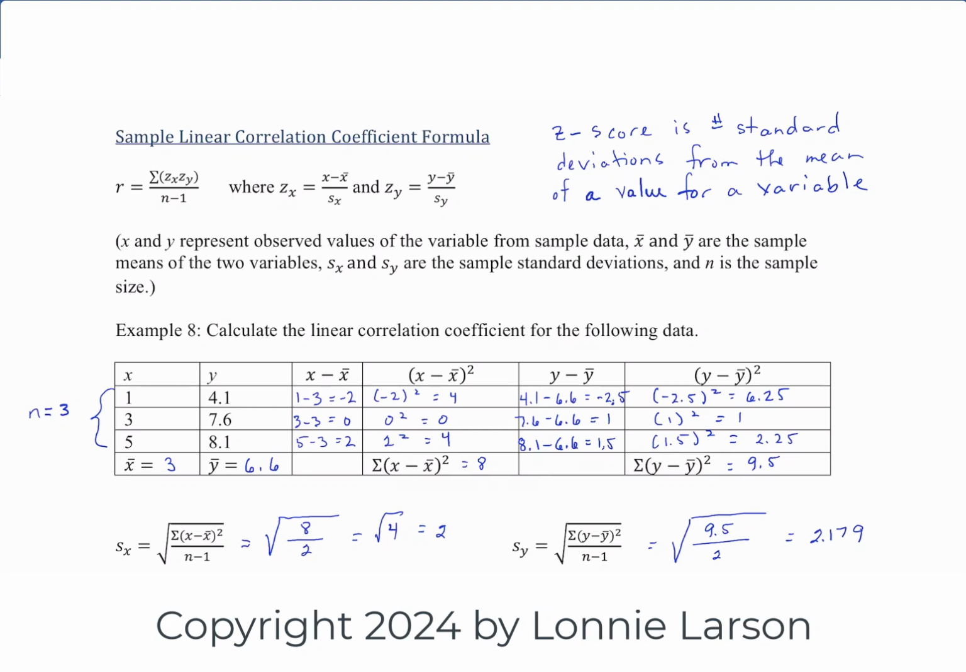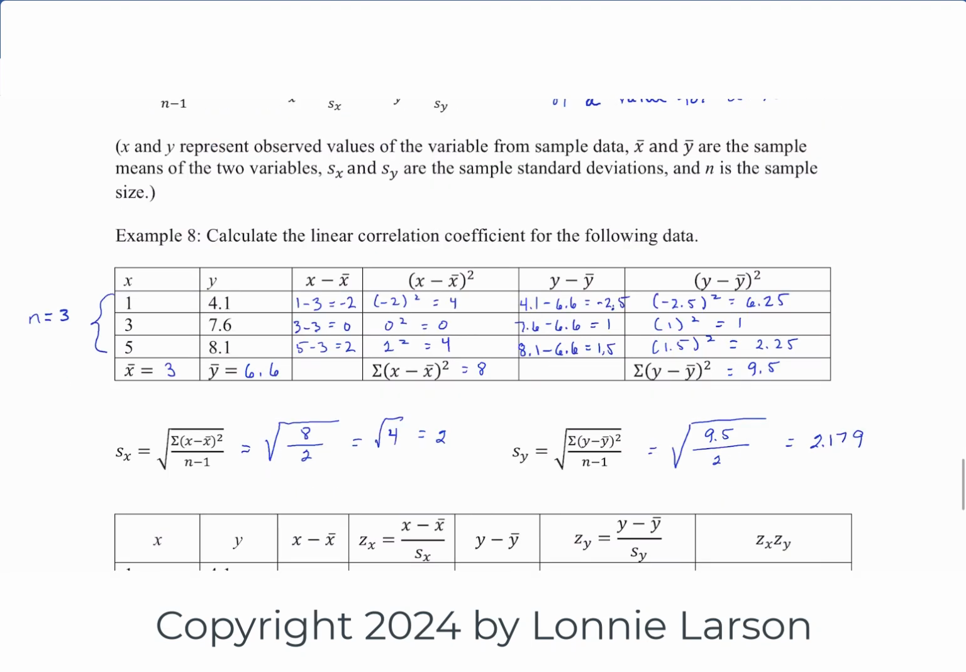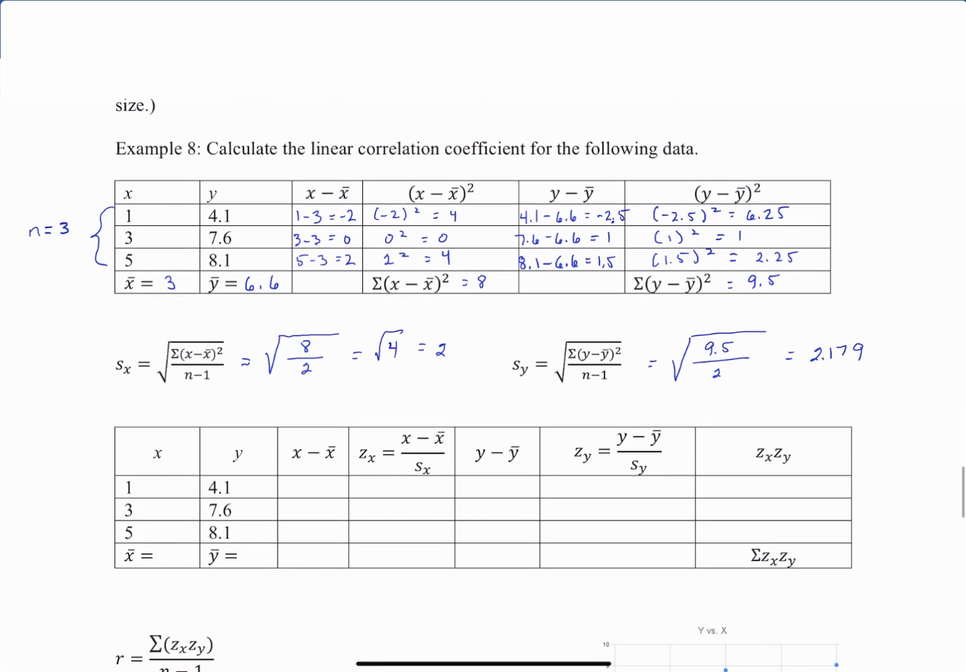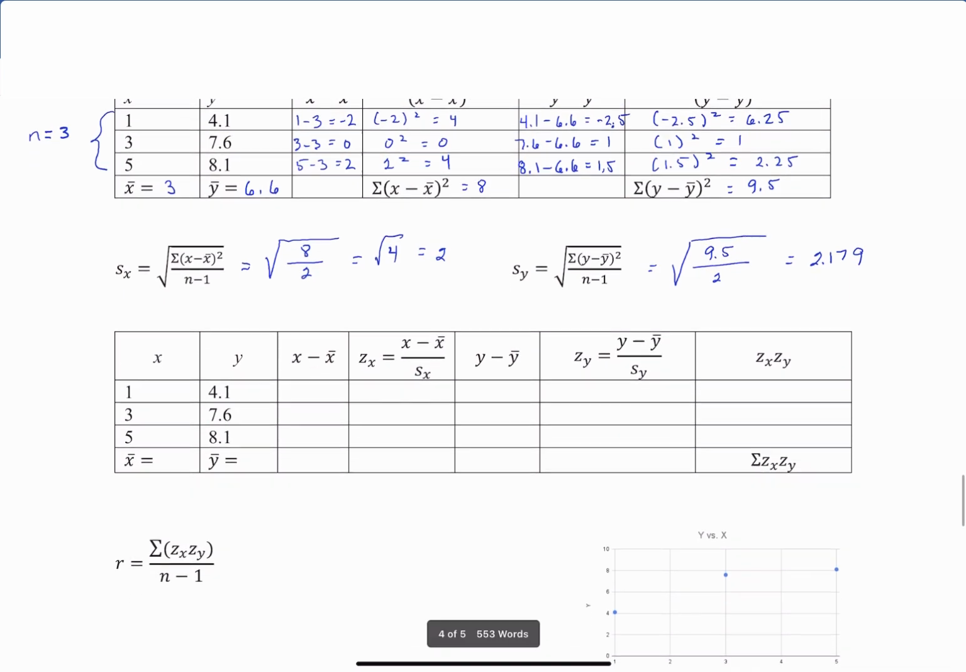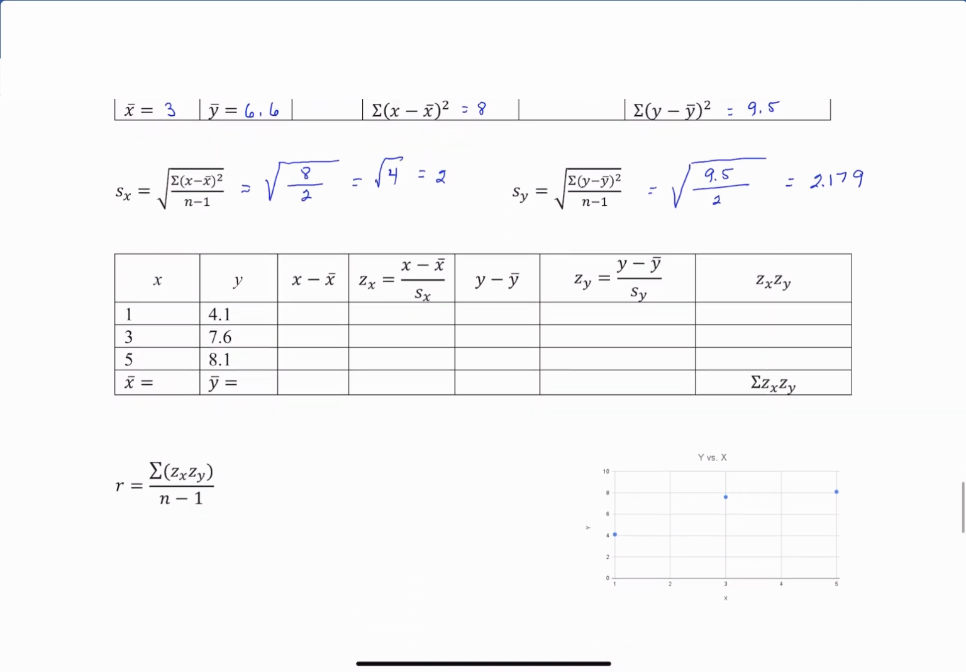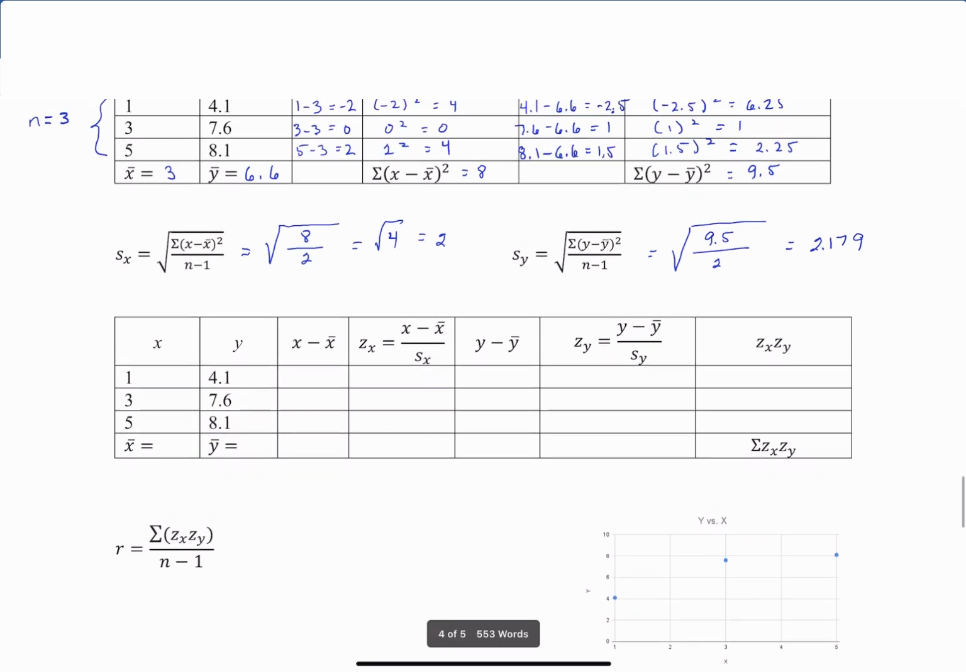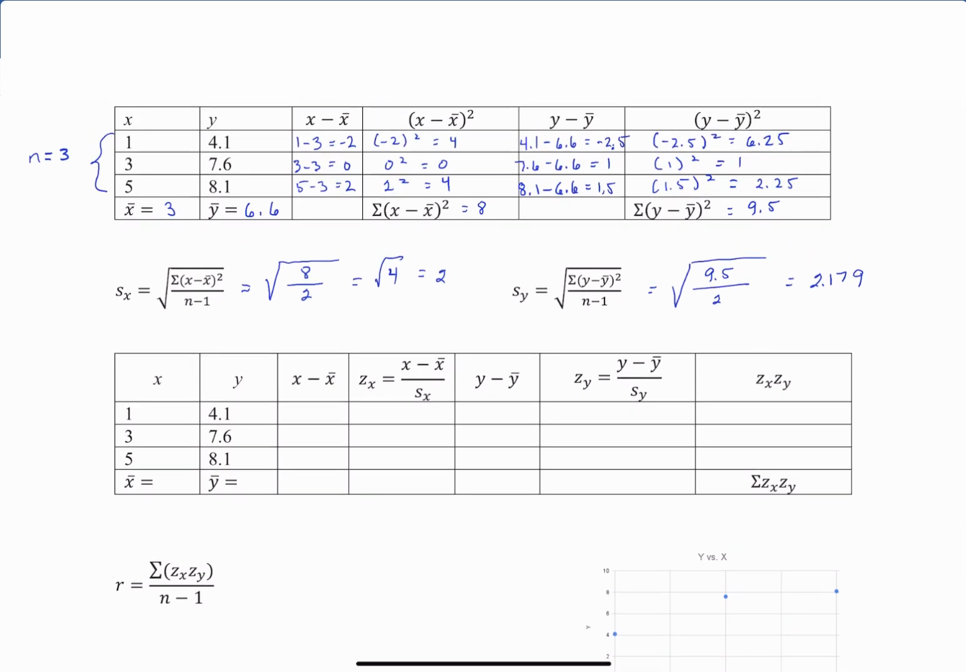Okay, whew, we're halfway there. Let's use all that stuff now to get our z-scores and then finally to get our linear correlation coefficient. Let's see, for the z-scores I'm going to need the variables minus their means. So let's just fill that in from the table above. For x minus x bar we had -2, 0, and 2.